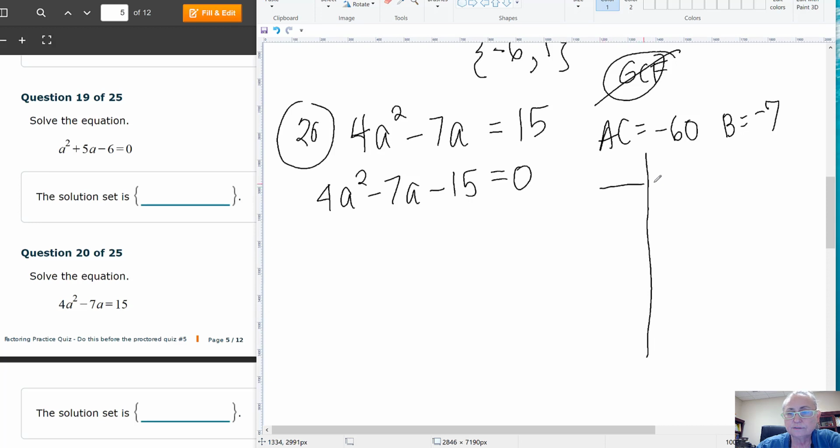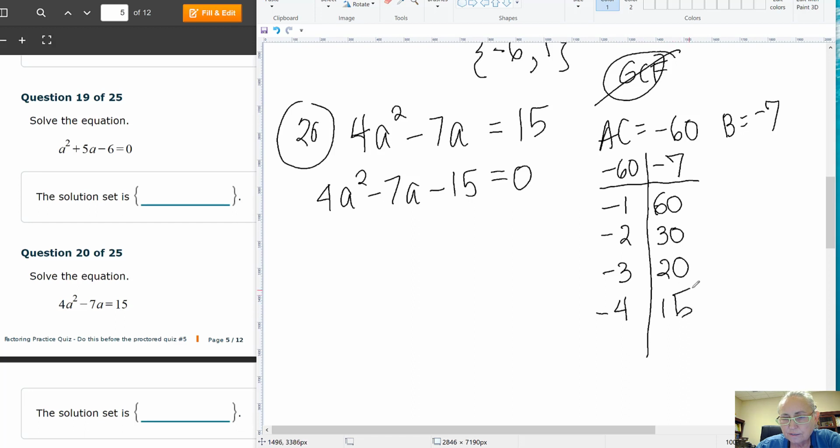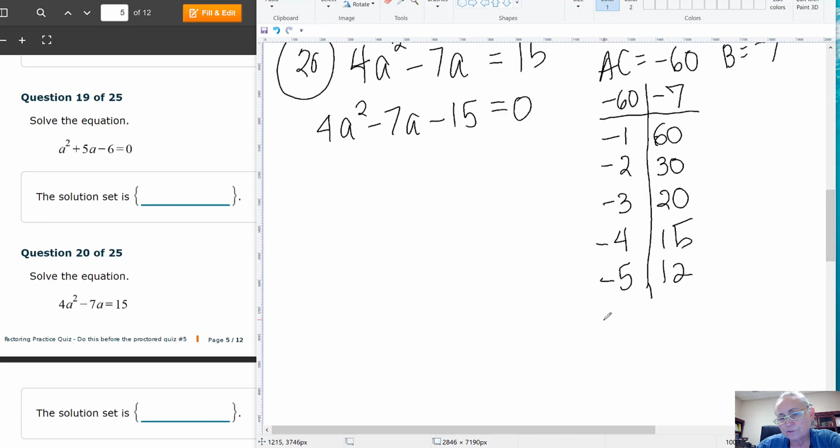So I'm going to start listing my factors of negative 60. I'm looking for them to add or combine for negative 7. So negative 1 times 60, that won't do it. Negative 2 times 30, that adds to 28. Negative 3 times 20, that adds to 17, not 7. Negative 4 times 15, oops, that's a 15 there. That adds to 11, not 7. Negative 5 times 12, that's positive 7. So if I reverse these to positive 5 and negative 12, that will give me a negative 7.